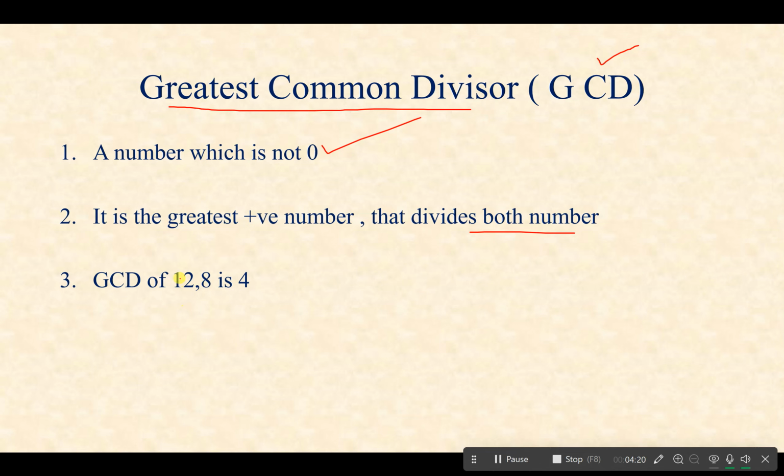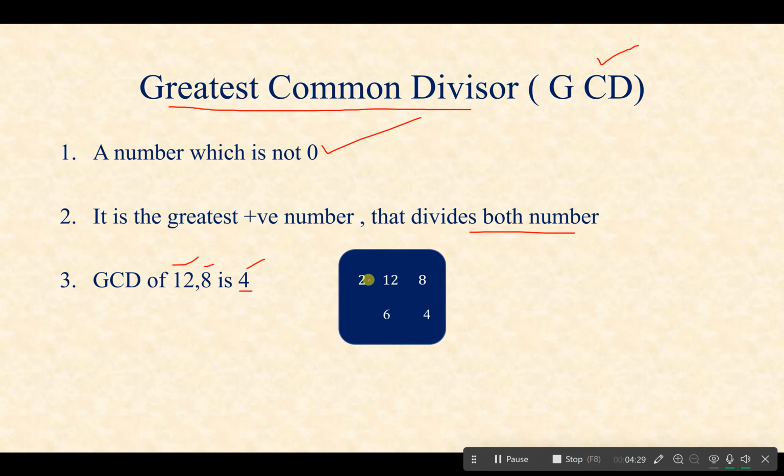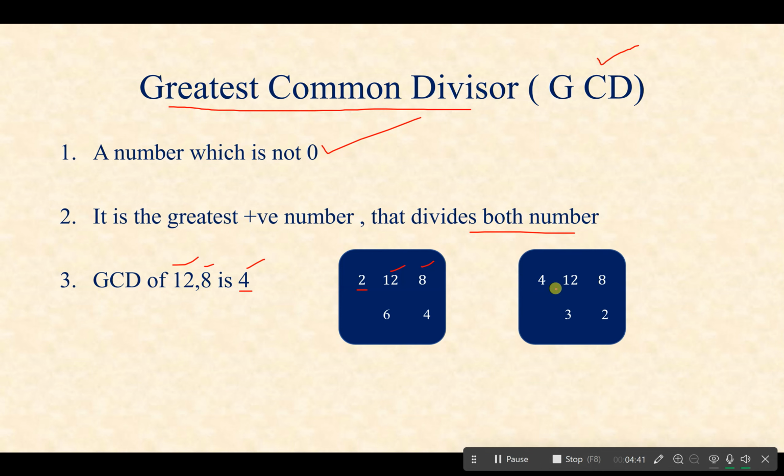For example, let us see how the GCD of 12 and 8 is 4. We don't know whether the answer is 4, 3 or 2, so we should start from the beginning. First we'll divide both 12 and 8, starting from 2. So 2 into 6 is 12, 2 into 4 is 8. Next, we'll go to the next number which divides both. 3 does not divide both: 3 into 4 is 12, but 3 does not divide 8. So we'll go to 4. 4 into 3 is 12 and 4 into 2 is 8. There are no other numbers which divide both 12 and 8. So out of 2 and 4, which is greater? 4. So the GCD of 12 and 8 is 4.